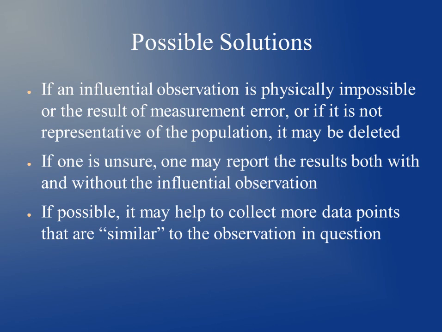If possible, it may help to collect more data points that are similar to the observation in question. So if we have a very extreme value in X, if we're looking at weight as a predictor of some health outcome, we could collect a lot more data points on individuals that had more extreme weights, and that might give us more information about the true association between that predictor and our outcome, to see if it is linear, and see if all of the assumptions that we talked about last week hold for our model.